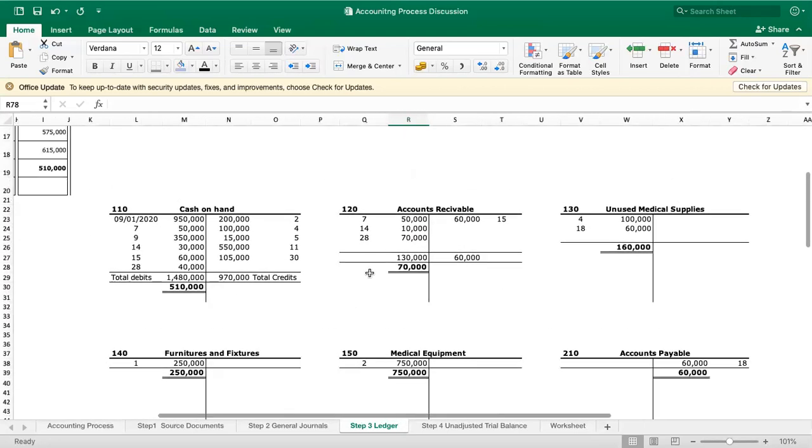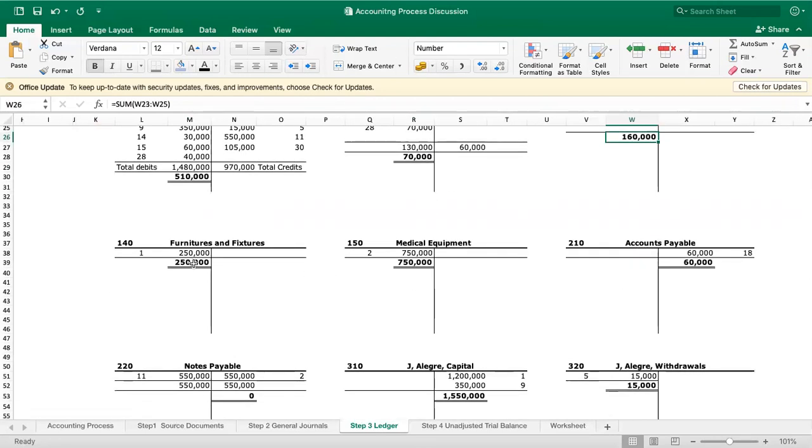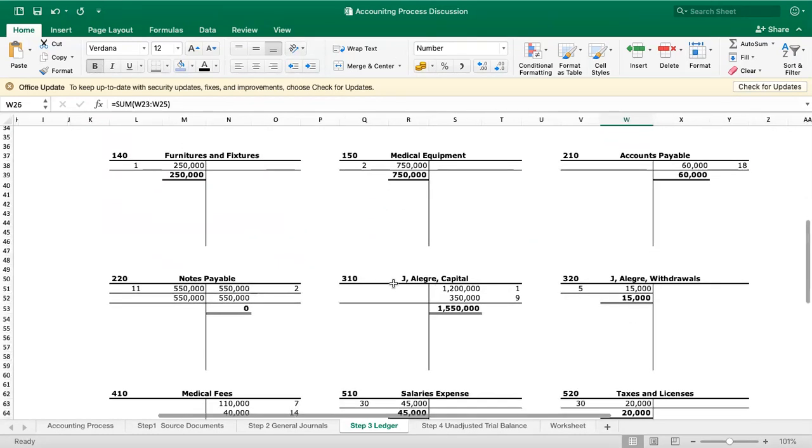So this time we computed the balances of each account. For the cash, you have a debit balance of 510. For the accounts receivable, you have 70,000 debit balance. For unused medical supplies, you have 160,000 debit balance. Furnitures and fixtures, 250,000. Medical equipment, that's 750,000. Accounts payable credit balance, 60,000. Notes payable, we have zero balance because again, nabayaran lahat ng notes payable, and you have a capital balance of credit 155,50,000 and withdrawal debit balance of 15,000.